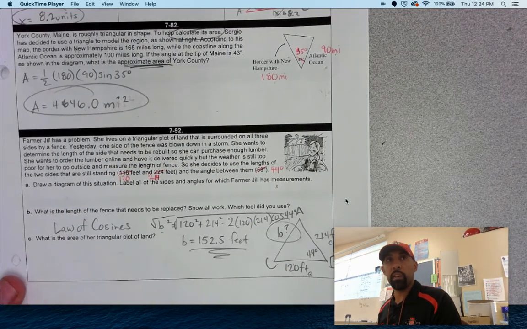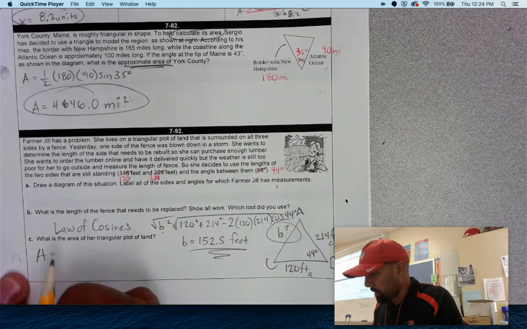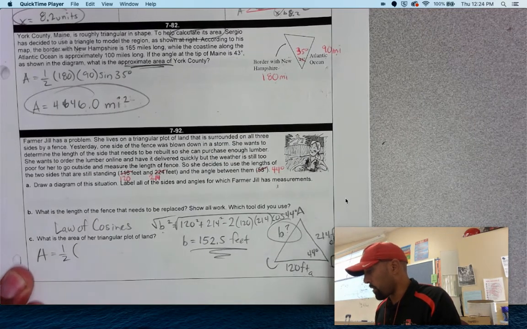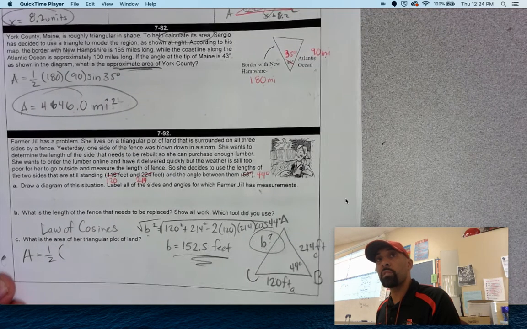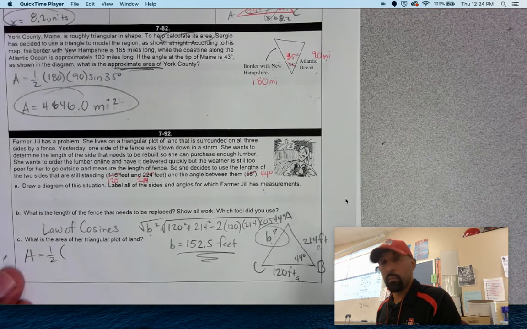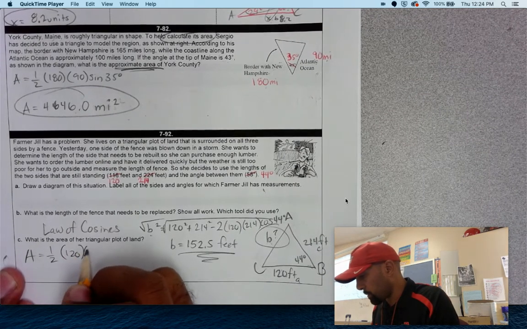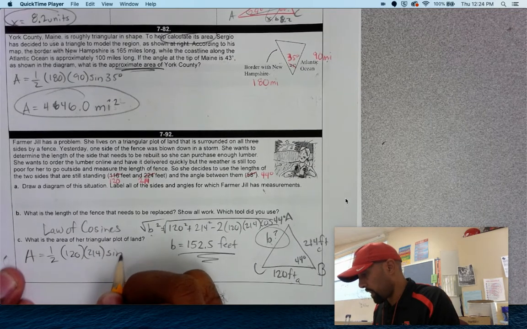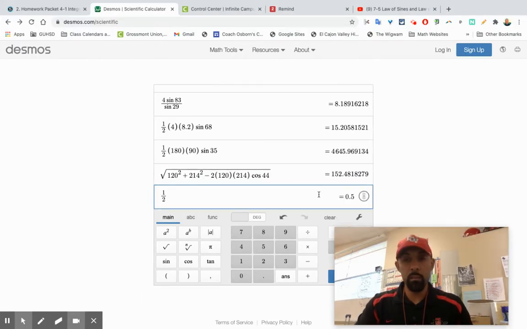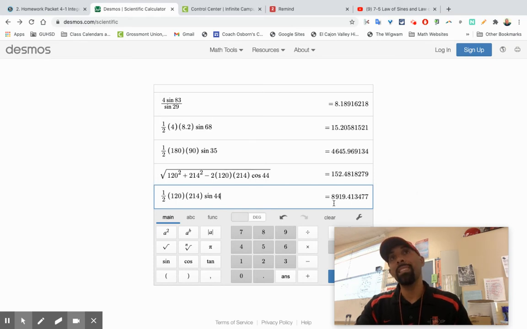What is the area of our triangular plot of land? Okay, well, we're going to use the sine formula, the area sine formula. So one half times, remember, we have to use the two sides. This is the side we found, but we want to use the two sides that are on the sides of the angle. Okay, so we use the same sides. So 120 times 214 times the sine of the angle that's in the middle of them. And let's go ahead and plug that in. In Desmos, 1 divided by 2, times 120 times 214 times the sine of that angle this time. So it's going to be 8,919.4 square feet.